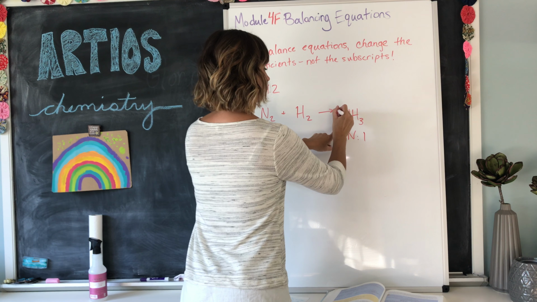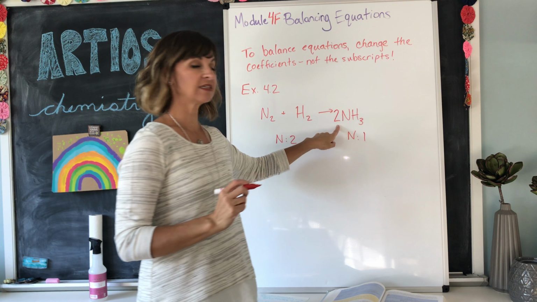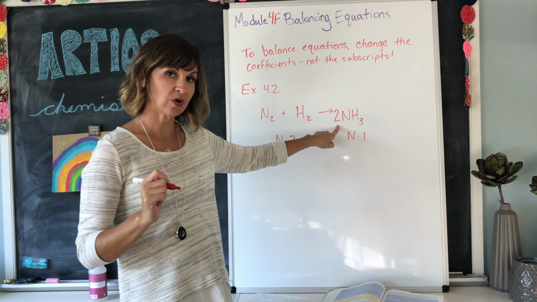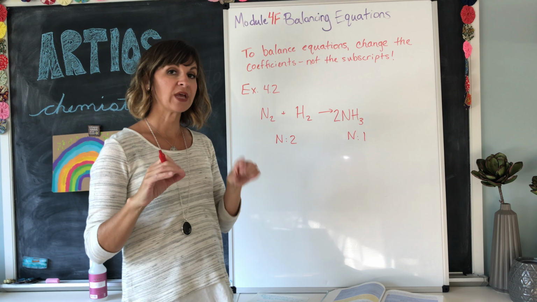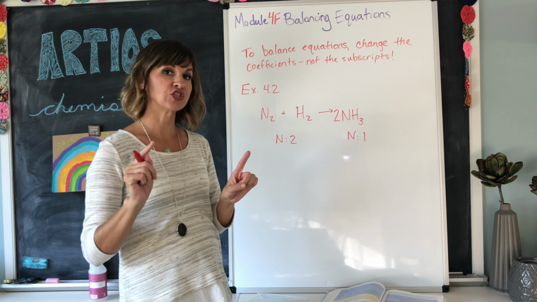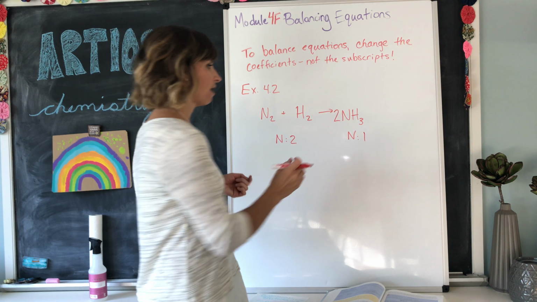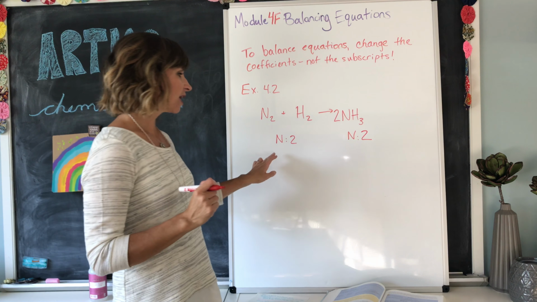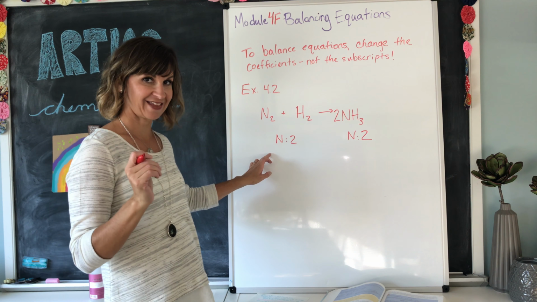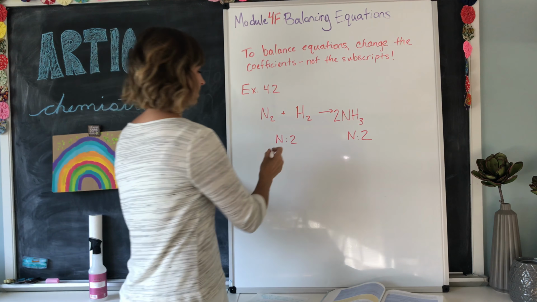So if we put the coefficient of 2 out front, now we have 2 ammonia molecules, and within each molecule we have one nitrogen atom, meaning now we have 2 nitrogen atoms. So the nitrogen is now balanced. Okay, next let's take a look at hydrogen.